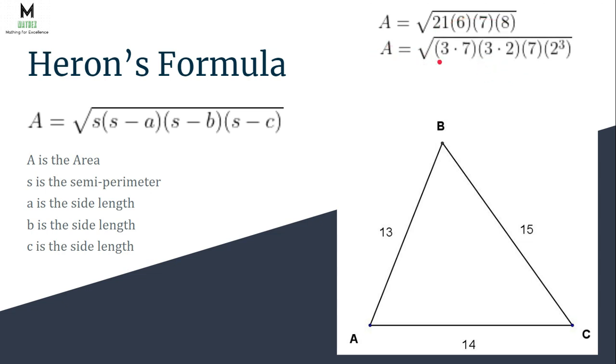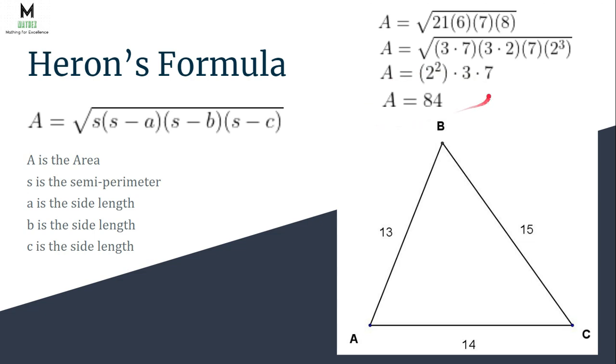Doing so, we see that 21 will get prime factored into 3 times 7, 6 will get prime factored into 3 times 2, 7 will just stay the same, and then 8 can be written as 2 cubed. Now if you look at these numbers, we notice that we have a 3 here and a 3 here, a 7 here and a 7 here, and we have a 2 here and a 2 cubed here, but that can be written as 2 squared times 2 squared. So we can take a 2 squared, a 3, and a 7 out of the square root. Then computing the area, we just need to multiply these numbers out. So that would be 4 times 3 times 7, giving us an area of 84.